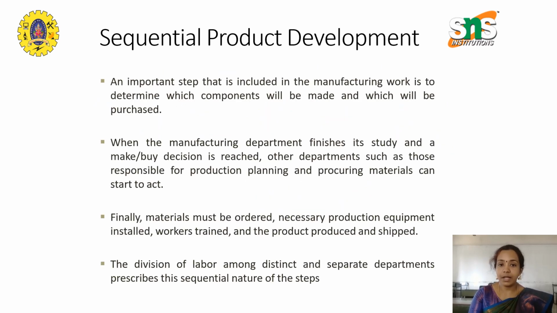An important step that is included in the manufacturing work is to determine which concepts will be made and which will be purchased. When the manufacturing department finishes its study and a make-buy decision is reached, other departments, such as those responsible for production planning and procuring materials, can start to act. Finally, materials must be ordered, necessary production equipment installed, workers trained, and the product produced and shipped.